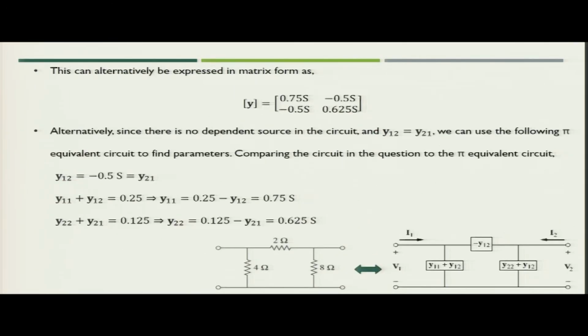Now, if you compile the y parameters which you have just calculated, the y matrix will be as shown in the slide, that is 0.75 Siemens as y11, minus 0.5 Siemens as y12, minus 0.5 Siemens as y21, and 0.625 Siemens as y22. Now, if you see this particular matrix, you can easily say that y12 is equal to y21.